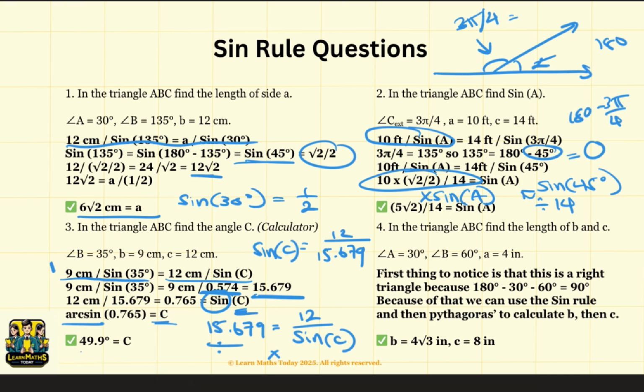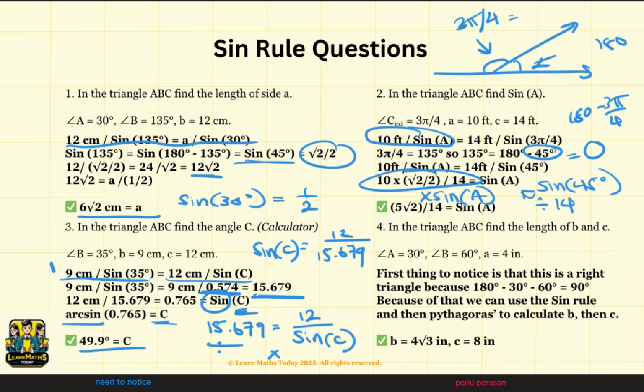you're going to get C, which is 49.9 degrees. Okay, finally, now we're on to question 4, which is the very last question of these sine rule examples. I know there was a lot. So I asked you to find the length of B and C given the angle A equals 30, angle B equals 60, and A equals 4 inches.